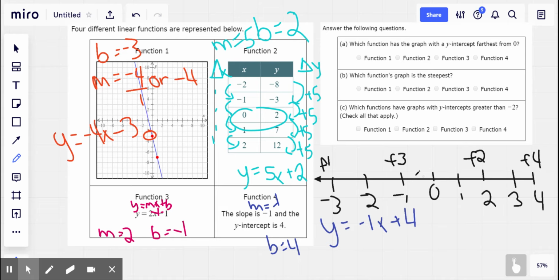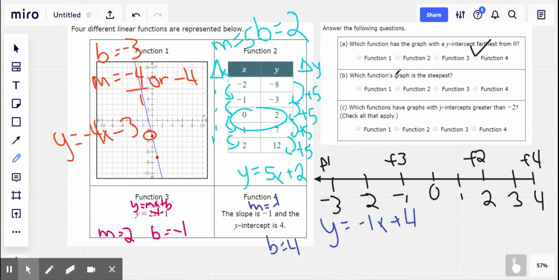Function 1 was 3 spots away from 0, so it's close. It doesn't matter if it's going left into the negatives or right into the positives. What matters is how far away it is, how many spaces away is it from 0. And in this case, this one is 4 spaces away, so I'm going to pick function 4 for letter A.